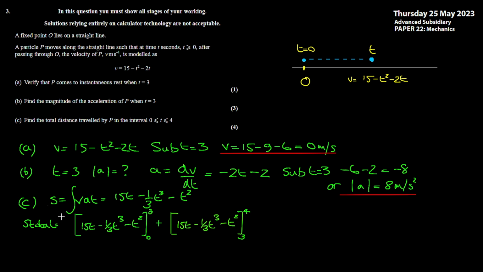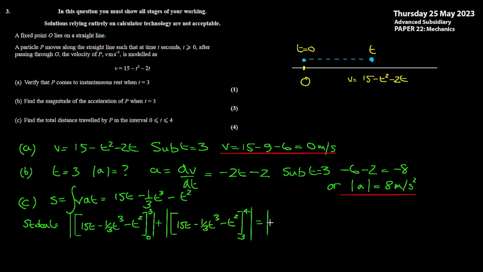Now, as I want the total distance, I'm not really caring in what direction this is going. So I've put modulus signs round our two parts of the journey because I want distance, not displacement. Displacement would roll back on itself, decreasing itself as the particle moved back towards 0. I'm after distance. So let's work these out separately.